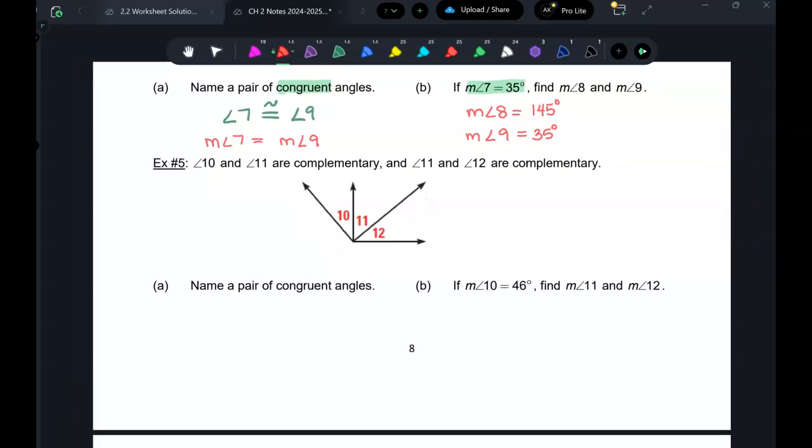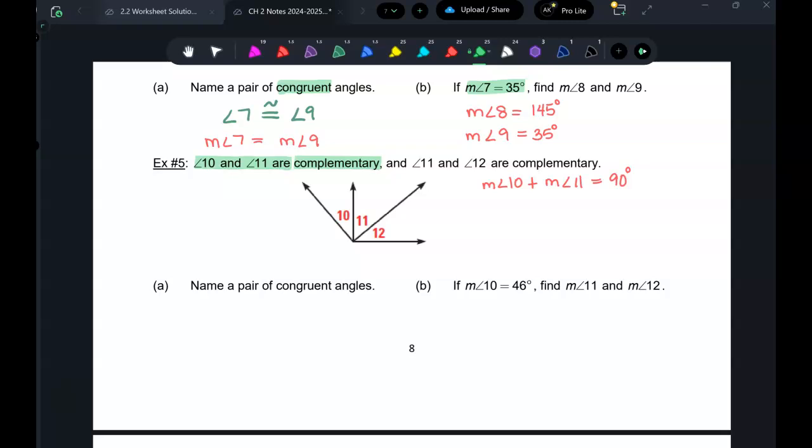Okay. All right, something similar in the next one. These are going to be complementary. So let me write this out. 10 and 11 are complementary. So I know the measure of angle 10 plus the measure of angle 11 equals 90 degrees. Okay, so remember, I think 10 and 11 are, and 11 and 12 are. The whole thing is not. Okay, take a look. They're saying 10 and 11 add up to a 90-degree angle.